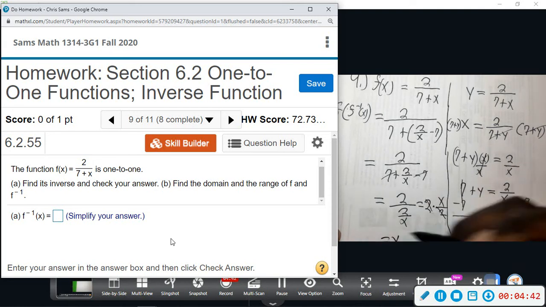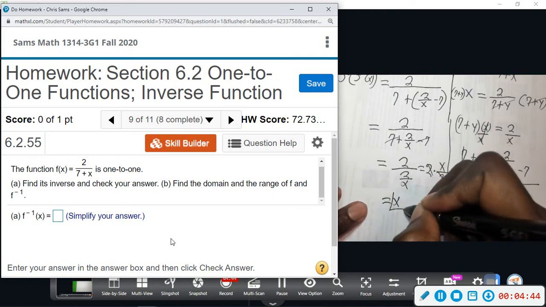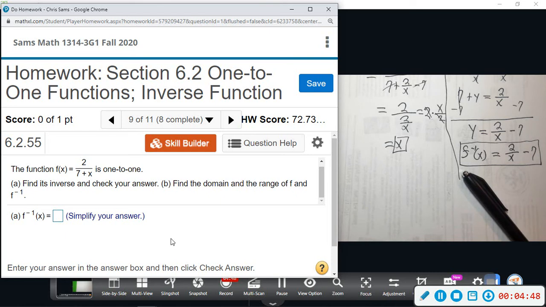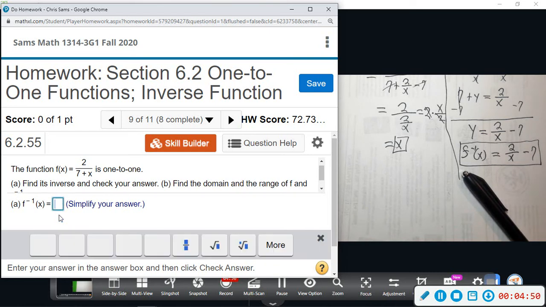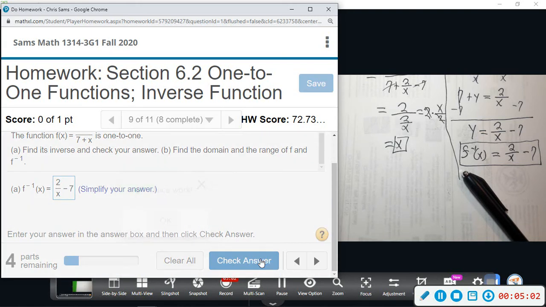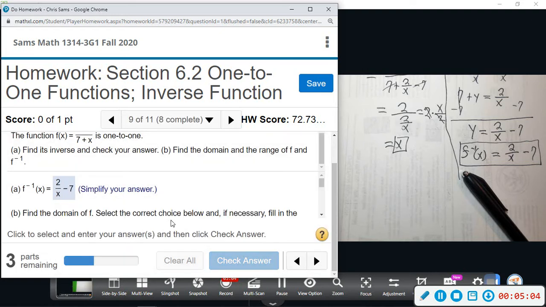Okay, so it checks out. That is in fact the inverse. Okay, so the inverse is 2 divided by x minus 7. So again, you just switch x and y, and that gives you your inverse.